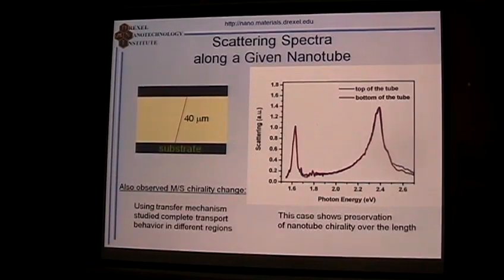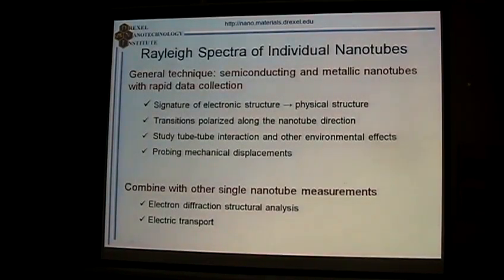So these techniques are definitely useful, and Rayleigh scattering of individual nanotubes is used pretty much for getting signatures of electronic structure of the tubes, studying transitions and changes along the nanotube direction. Also on Y-shaped nanotubes, studies have been done using this technique. You can study interaction of the tube with the environment, again important for sensor application, chemical modification, and probing mechanical displacement. In a very similar way you can apply stresses and see what happens.